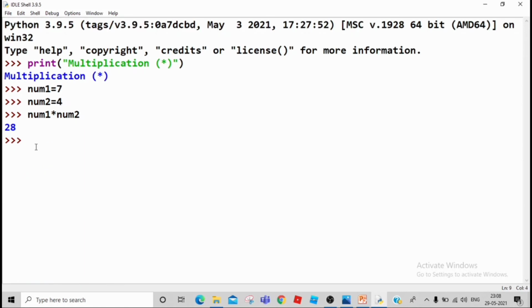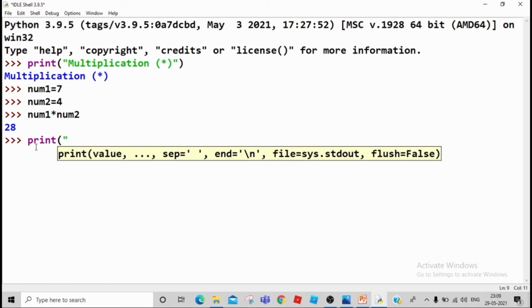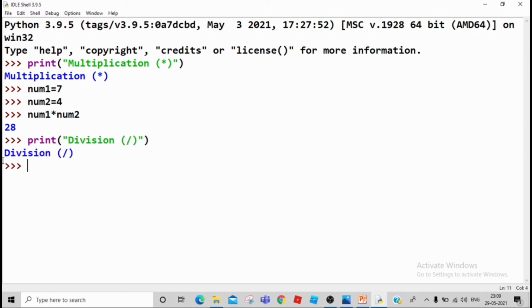Now let's proceed with the division operator. The division operator divides one value by the second and gives their quotient. So first I'm going to tell you the sign of division. And now I'm going to put it like this. Here we go. So this is the division, and this is the sign of division.